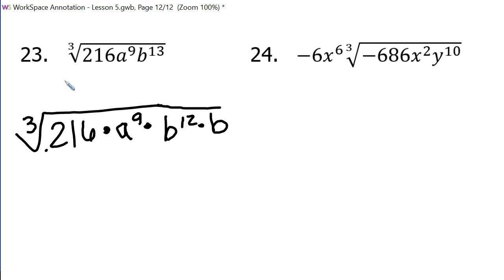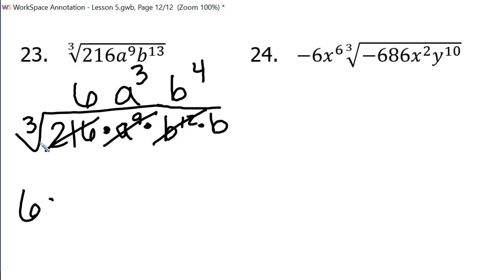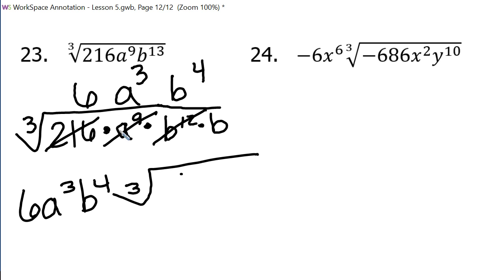Mark out the 216. What's the cube root of 216? 6. Mark out the a to the 9th. What's the cube root of a to the 9th? A to the 3rd. Mark out b to the 12th. What's the cube root of b to the 12th? B to the 4th. So what goes out front? 6a cubed b to the 4th, and then we'll have the cube root, and what's left on the inside? B.